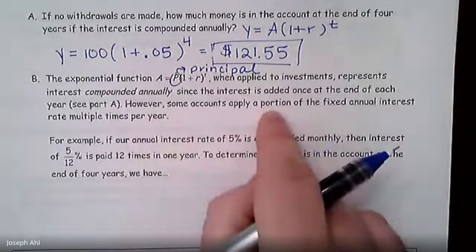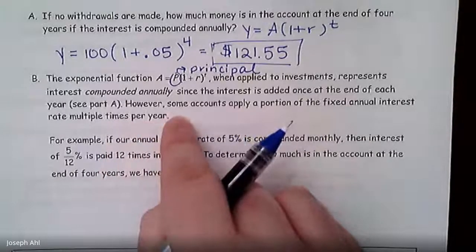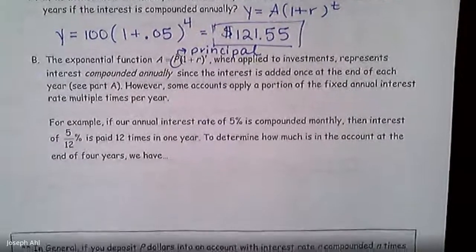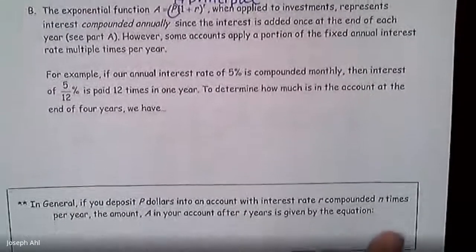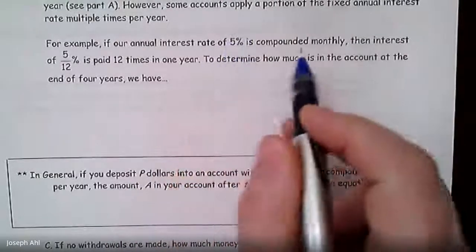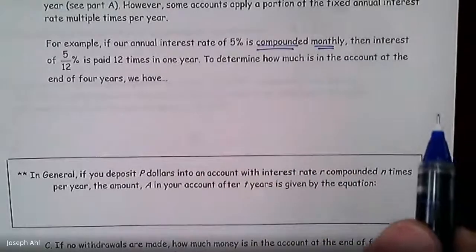So some accounts will apply a portion of the fixed annual interest rate multiple times per year. I'll have you think back to mortgage calculations. You get an annual interest rate, but you're making the payments on your mortgage monthly. So think about what we did in those mortgage payment questions to figure out the actual rate of interest there. So what if we go back to the annual interest rate of 5%, but it's compounded, a new big word, monthly.